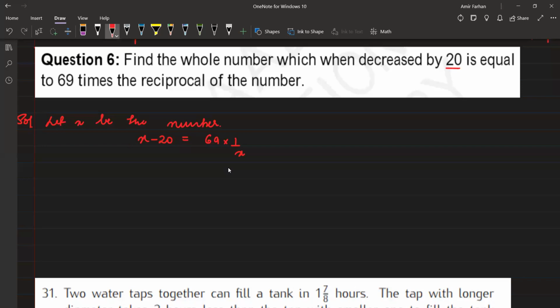Everybody please let me know. Yes sir. Okay, so what you will do is x will get multiplied on the left hand side, so it would be x square minus 20x minus 69 is equal to 0. Clear? Yes or no? Yes sir. So you have to see how you can split 69. So 3 into 23. 23 will come here. Just a second. 23 cannot be split any further, 23 is only divisible by 23.